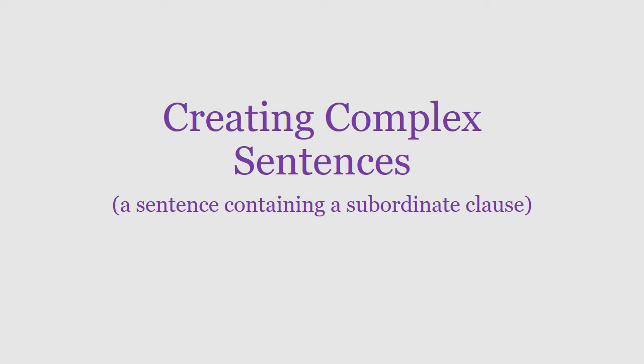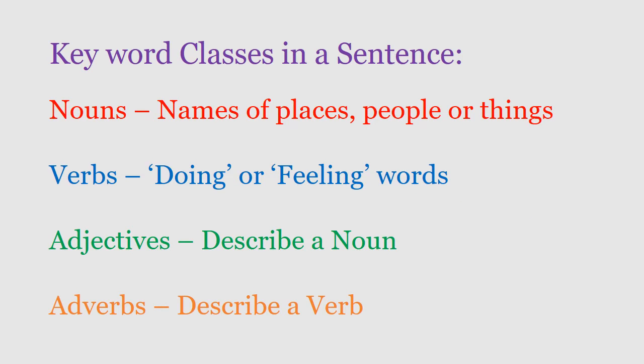This video is here to help you and remind you how to create more complex sentences. Let's start by reminding ourselves of the key word classes that we would find in most sentences. Nouns. You will always find at least one noun in a sentence. Nouns are names of places, people, or things.